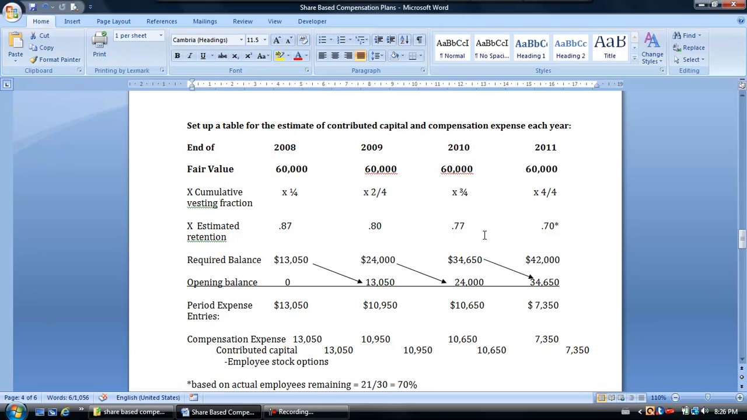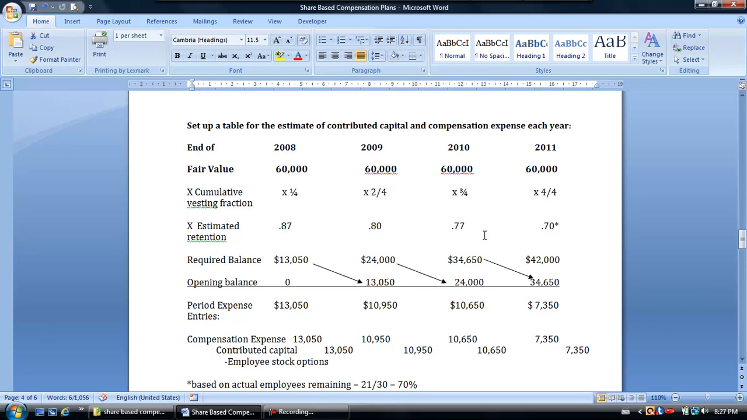We can see here that we've kept the fair value of the options at the same value it was at grant date, because that's a condition under an equity settled plan or an equity settled share-based compensation plan. We also see that every year we have a cumulative vesting fraction. That's the cumulative number of years that have passed throughout the vesting period.